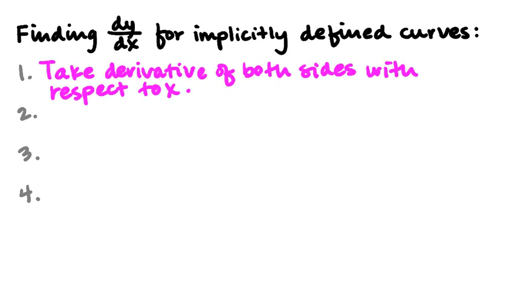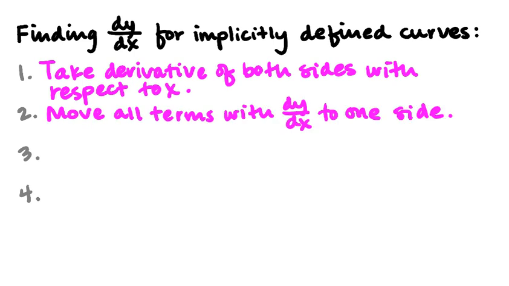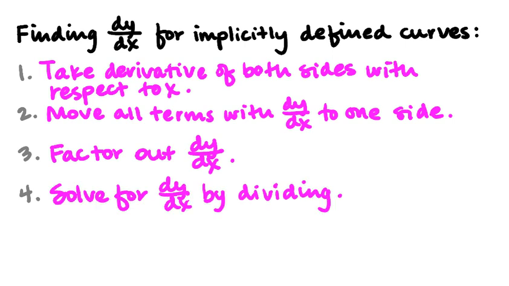Then we're going to have an equation that has some dy/dx's in it, because it's implicitly defined. There's going to be a y in there, and that'll cause there to be a dy/dx. We're going to move all of the things with dy/dx to one side of the equation while clearing everything else out to the other. Then we're going to factor out the dy/dx, and then we'll solve for dy/dx by dividing. All right, so let's put this into action and find dy/dx on some implicitly defined curve.